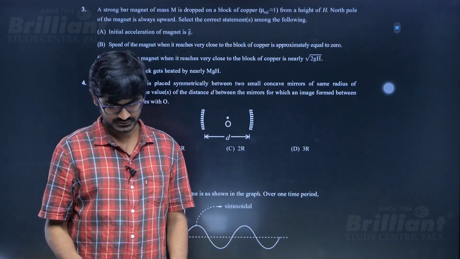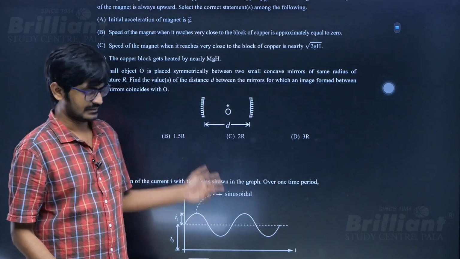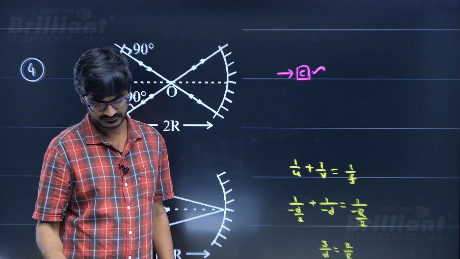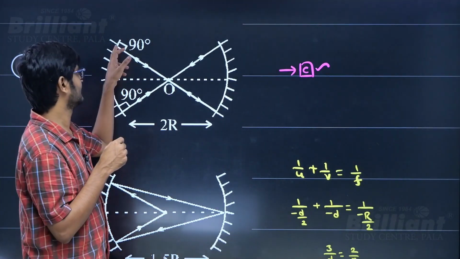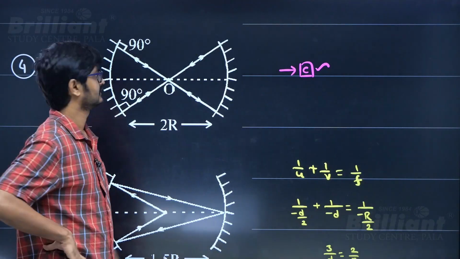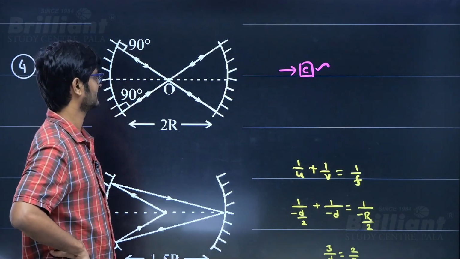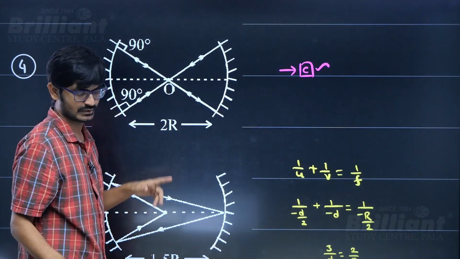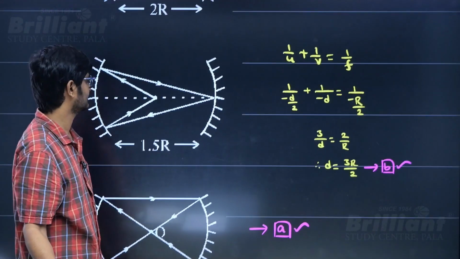So going to the next question. There is some object placed, so the image will be formed there itself. In how many cases is that going to happen? If the rays hit the mirror perpendicularly, they will retrace the path, so the image will be forming there itself. So this is going to be r and this is going to be r, so the distance between them is going to be 2r. Now what could be the other case?